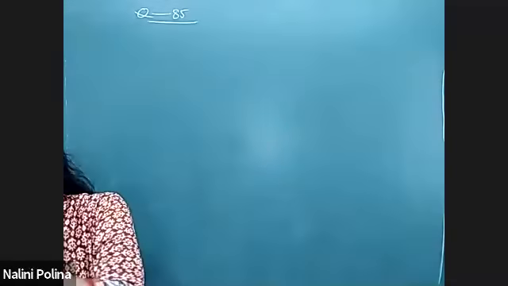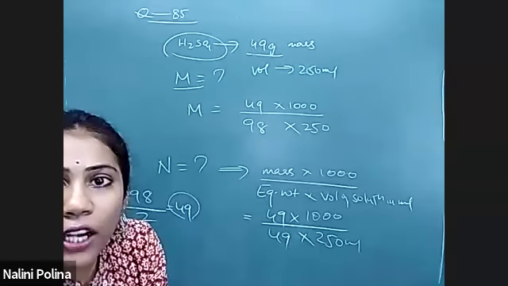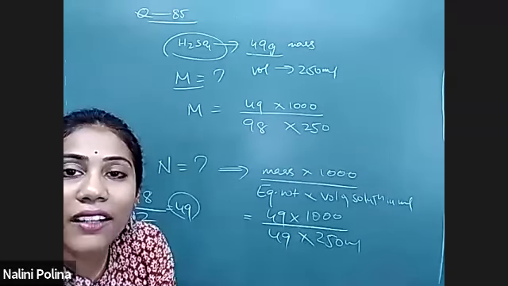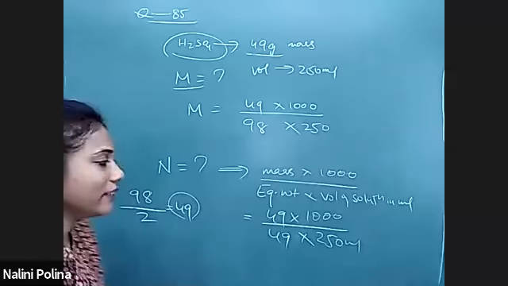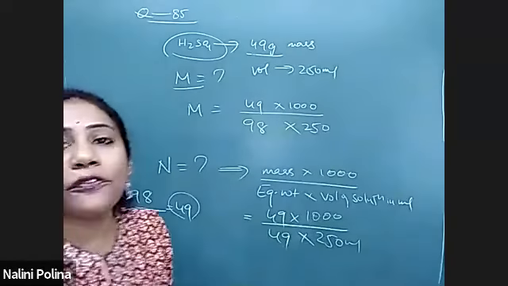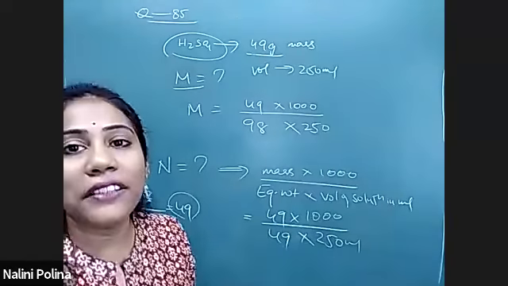Normality 4 you got. Normality? Yes, normality. 4 normal. Okay, very good. Okay, fine. See, this is how you have to calculate normality and molarity.